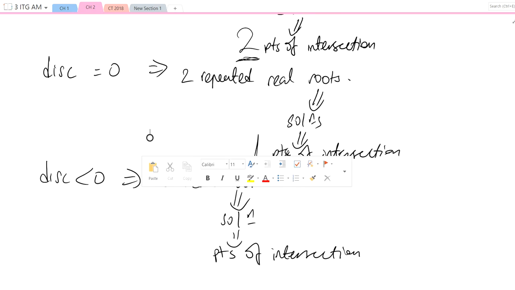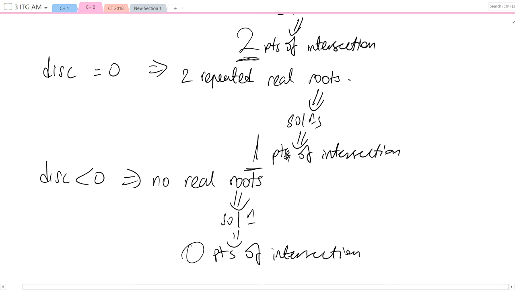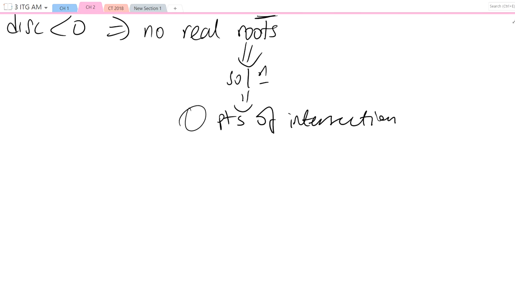Last case, no real roots. How many points of intersection? 0 points of intersection. Easy or not? Okay. So let's move on.